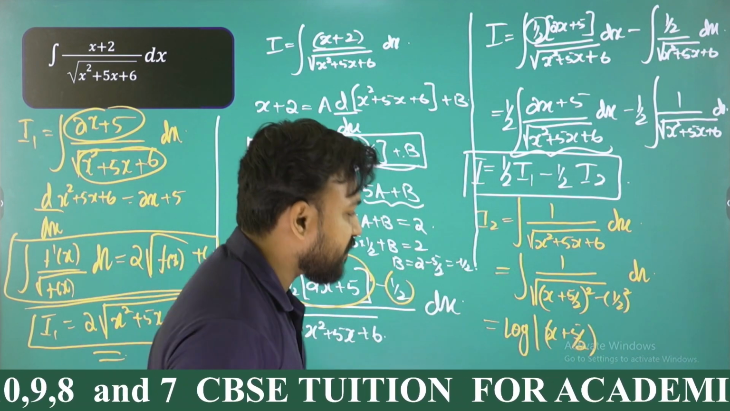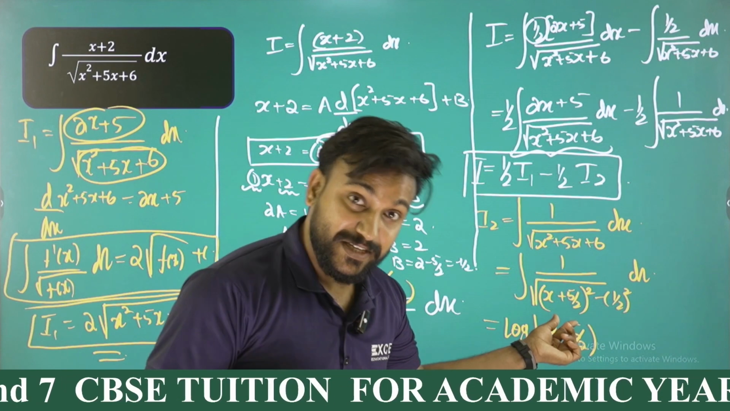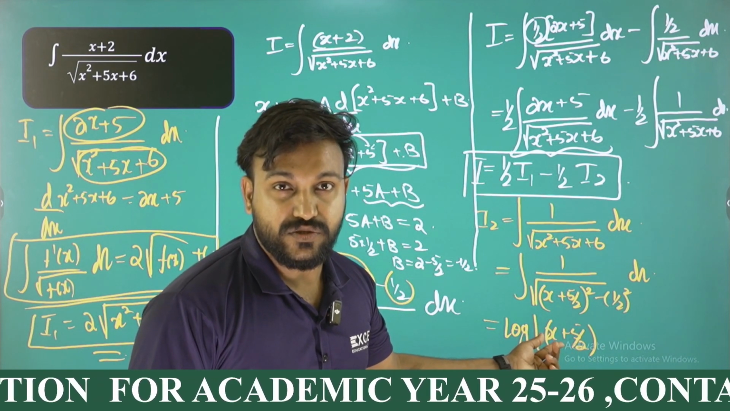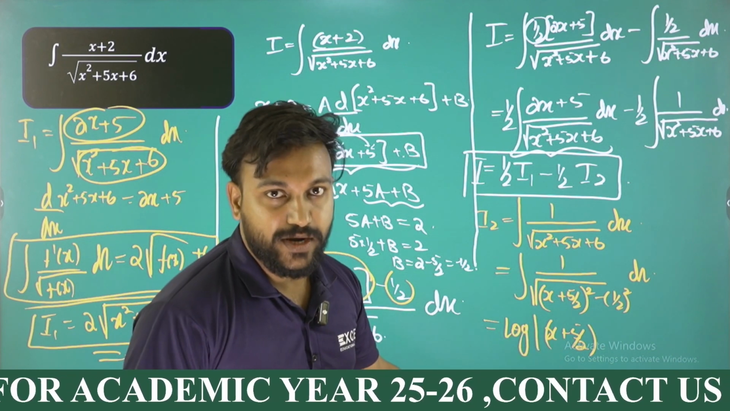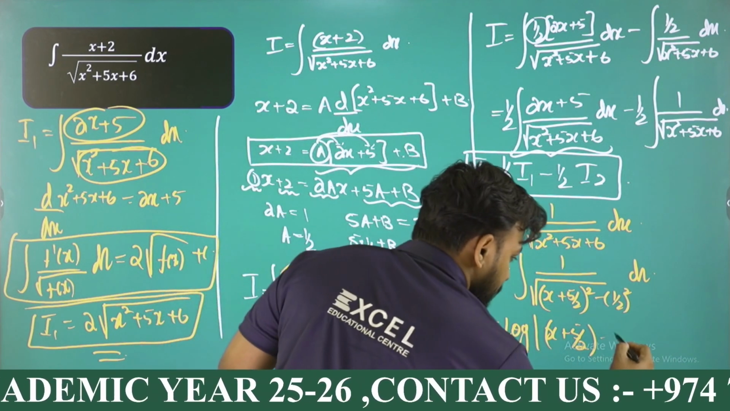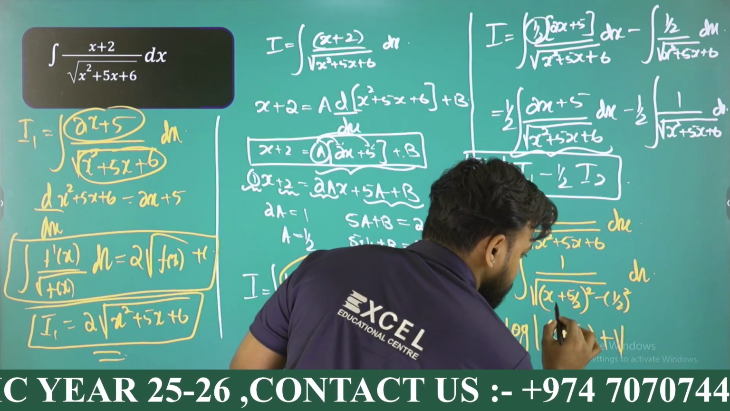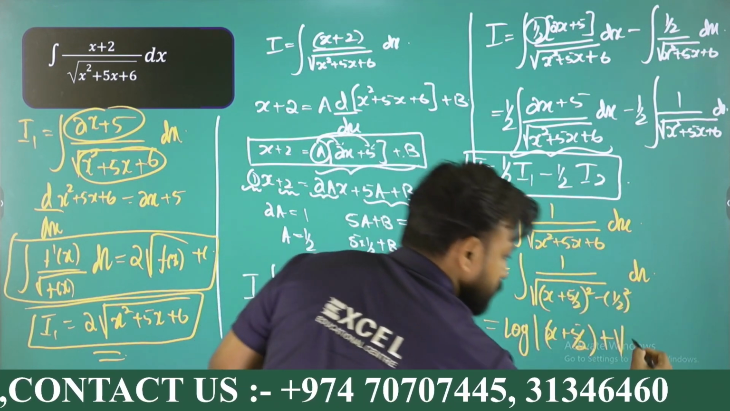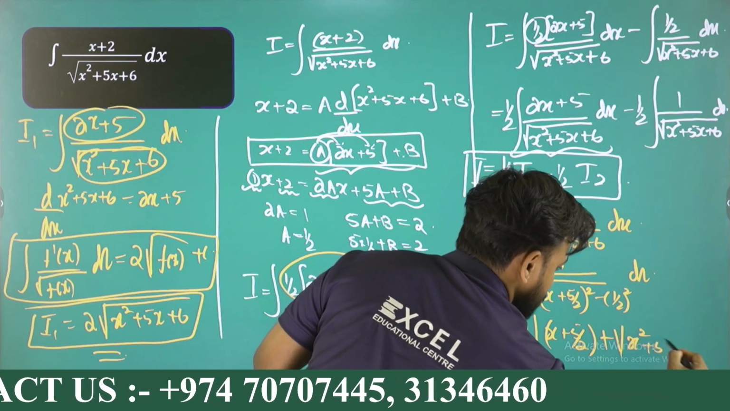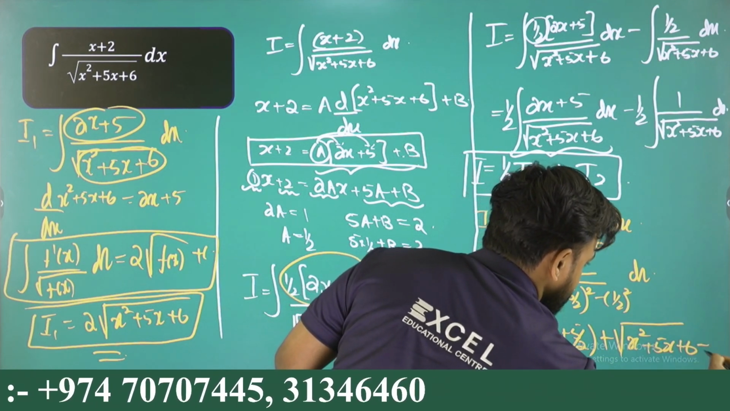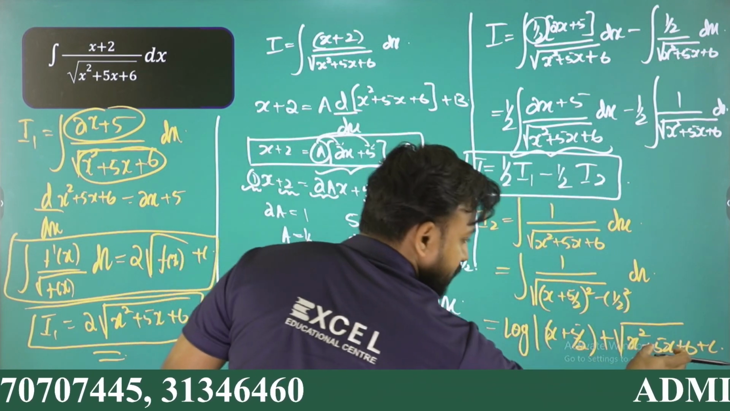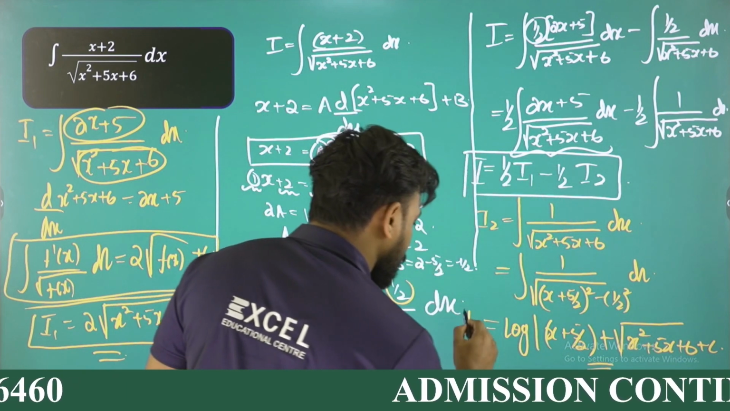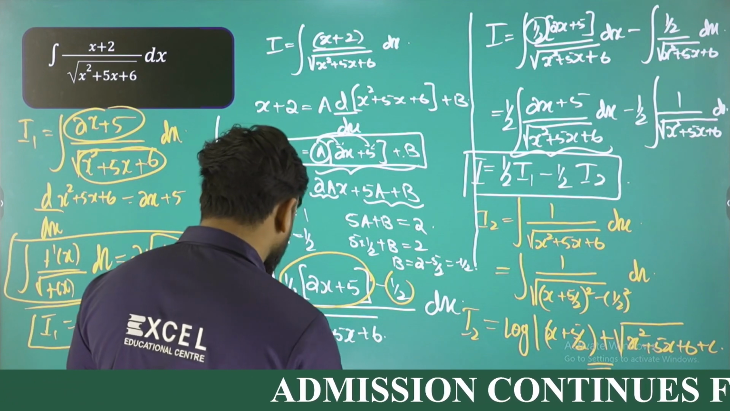The derivative of what replaced x, that is x plus 5 by 2, is 1 itself. So there is no constant at all, nothing to divide by, just 1. So plus root of x plus 5 by 2 the whole square minus 1 by 2 the whole square. What is that actually? It is the polynomial, so I replace it with x square plus 5x plus 6, plus c. Now you got I2 also.